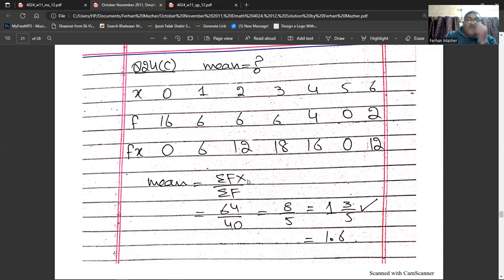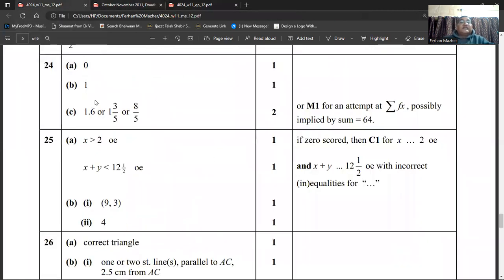The mean is summation fx divided by summation f. Summation fx means you add up the fx values, and summation f means you add up the frequencies. When you add up all the fx values, you get 64, and when you add all the frequencies, you get 40. So 64 by 40 is 16 divided by 5, which is 1 whole 3 by 5, which is 1.6. So the mean is 1.6. So our answers are right.